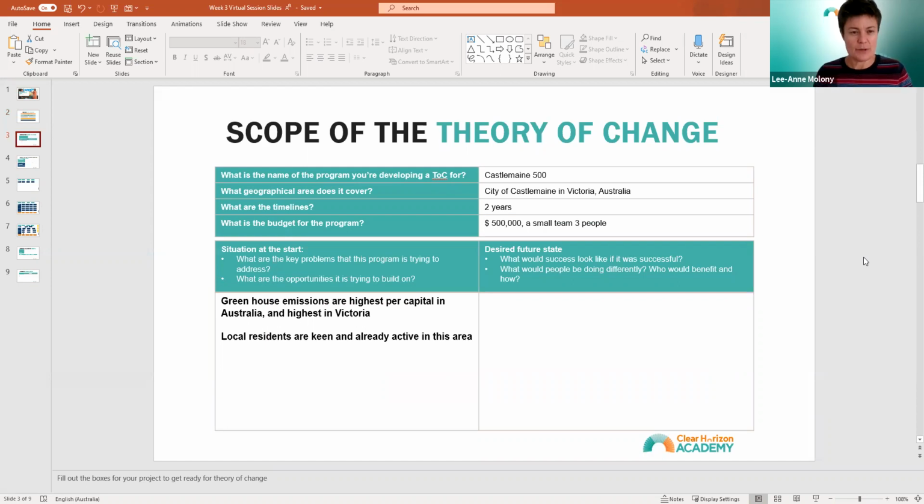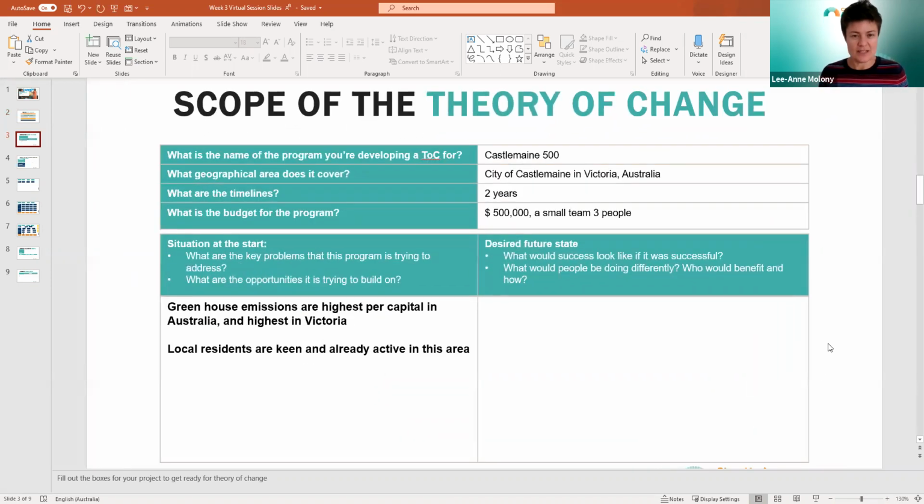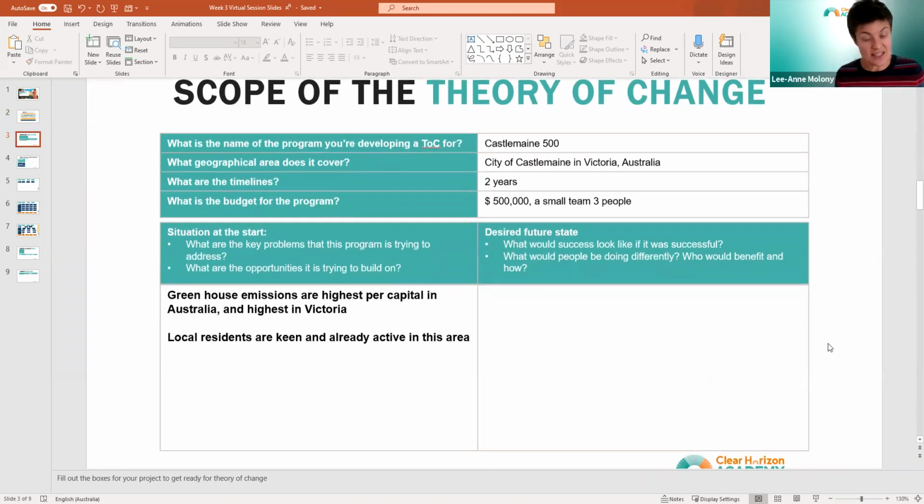We've got this pre-populated to make it easier for you from a training perspective. The program is the Castlemaine 500. It's in the city of Castlemaine in Victoria. 2 years, $500,000. I thought it was bigger than that. I think I said $2.5 million. I may have been wrong. A small team of 3 people. And the situation at the start was that greenhouse emissions are highest per capita. I shouldn't say per capita in Australia, and highest in Victoria. And we have this group of local residents who are keen and already active in this area, really interested.